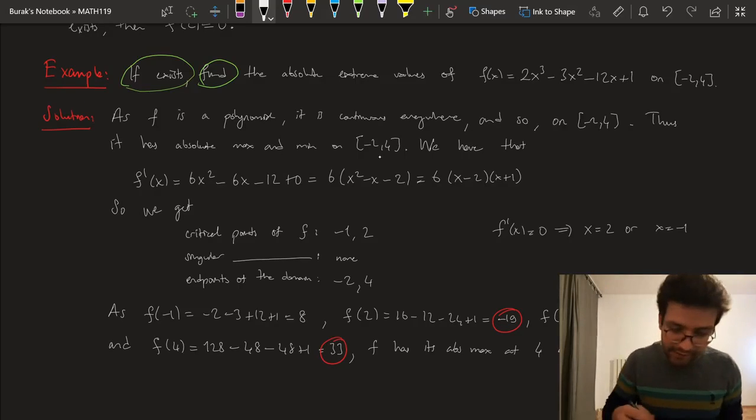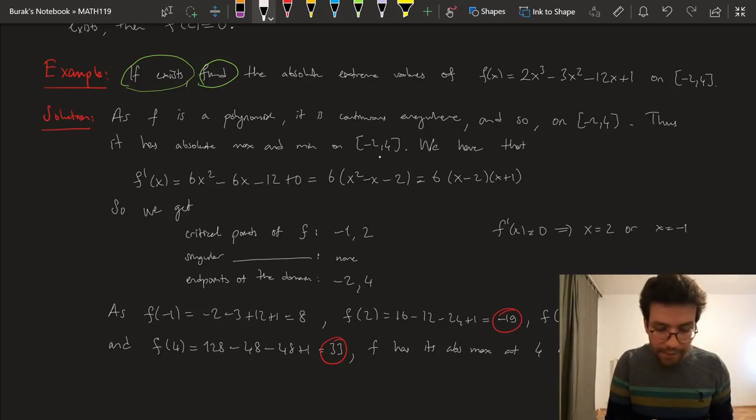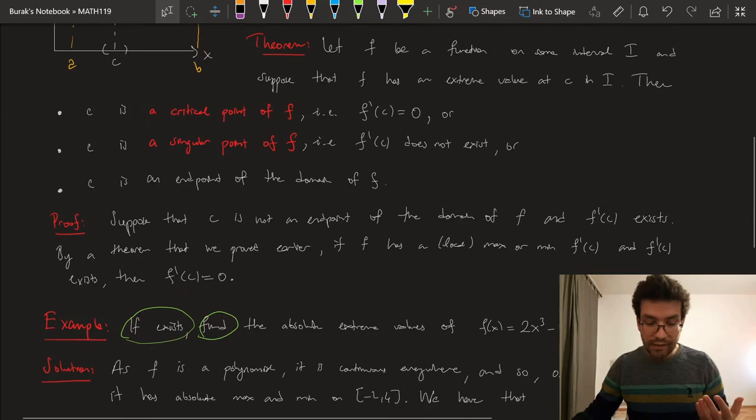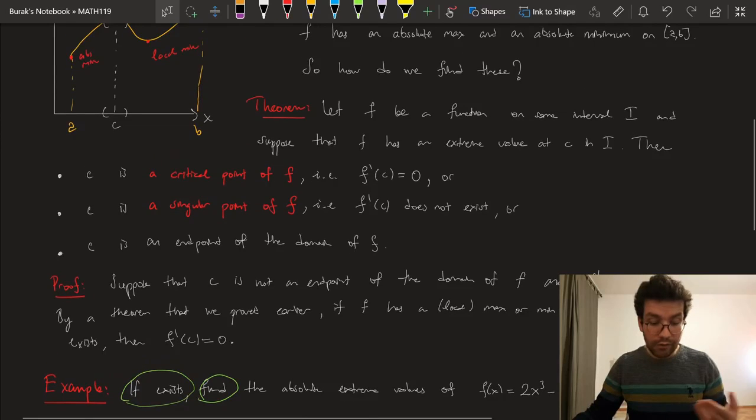So let's go over this. What did we do? We first showed that this function does have an absolute maximum and absolute minimum because it's a continuous function on a closed and bounded interval. And after observing that there are absolute extreme values, we used this theorem to find those.